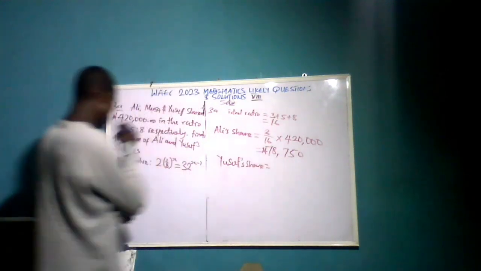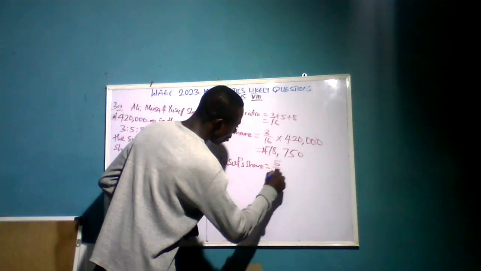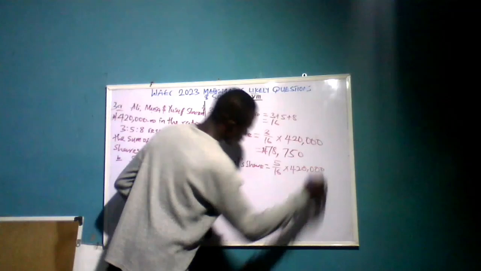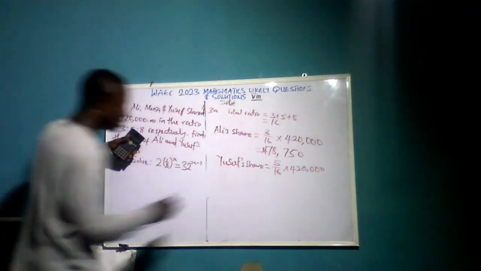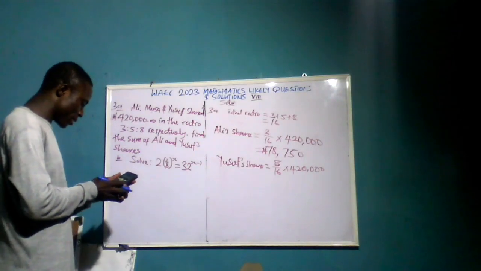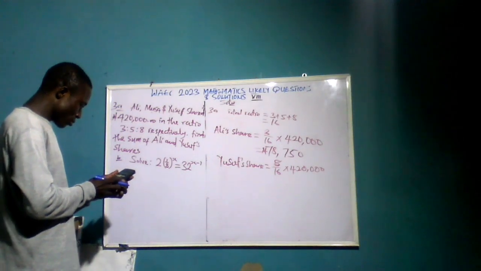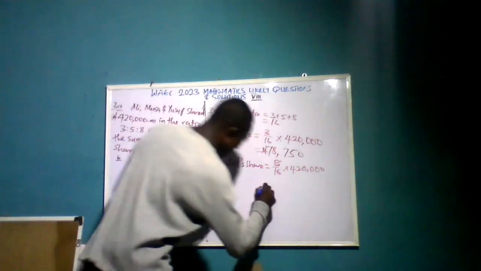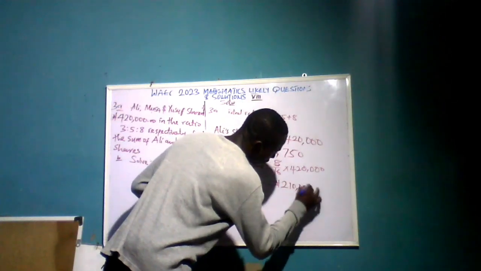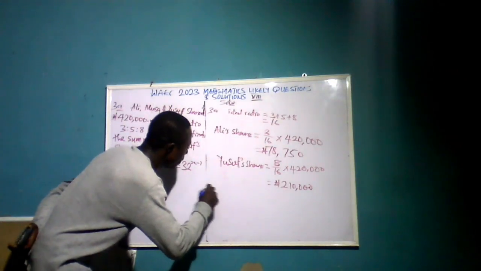Okay, now let's look at Yusuf's share. That will be equal to the ratio that Yusuf took, which is 8 all over the whole total ratio, 16, multiplied by the whole amount, which is 420,000, and that will give you 210,000 naira.